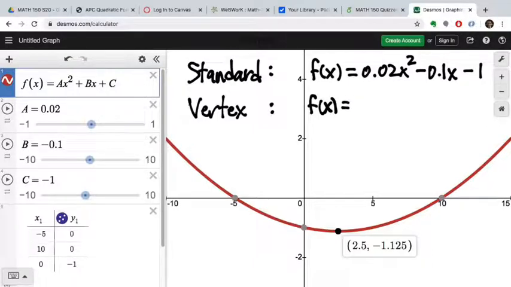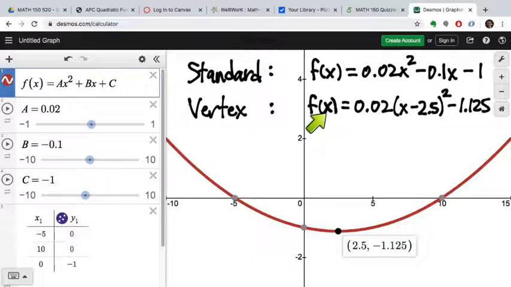And I'm just going to write this down without proof. So I encourage you to check me. I'll tell you how to check me in a minute. But vertex form would look something like this. Minus 1.125. Okay? So why is this called vertex form? What am I seeing in this equation? Remembering that the vertex is this point, right?